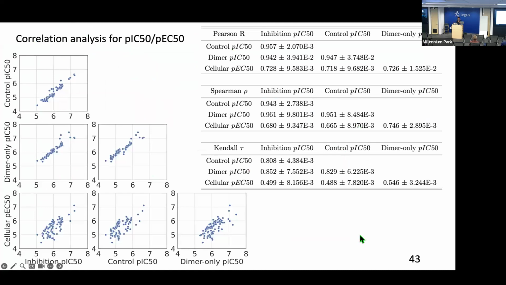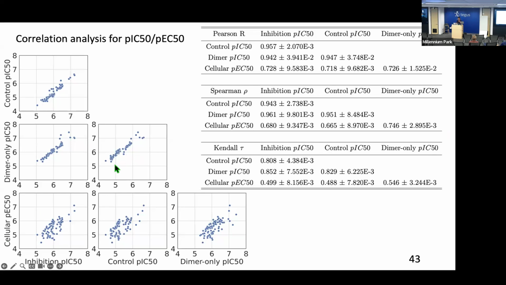So here are a bunch of different correlations from different biochemical assays and cellular assays. As I mentioned in the beginning, the control pIC50 and the inhibition pIC50 are based on just fitting half of the data, basically the inhibition phase. You also have the dimer-only pIC50 here, which is our prediction, and the cellular pEC50, which is the more expensive experiment that's more dangerous and has to be done super carefully.